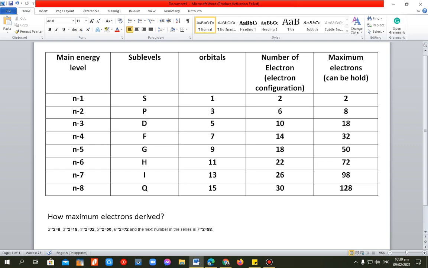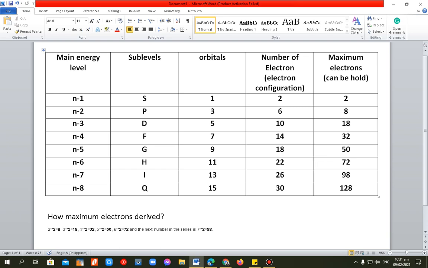So I'll repeat lang itong diagram kung paano nakuha. So dito, meron po tayong main energy level na kung saan meron po tayong N1 hanggang N8. And also in this main energy level, it can be associated to S, P, D, F, G, H, I, Q. Wherein yung S means to say sharp, P, principal, D, diffuse, F, fundamental, and so on so forth. So hanggang lang po tayo sa SPDF. Sa G, H, I, and Q, advanced na po itong knowledge about the quantum numbers or quantum mechanical numbers.